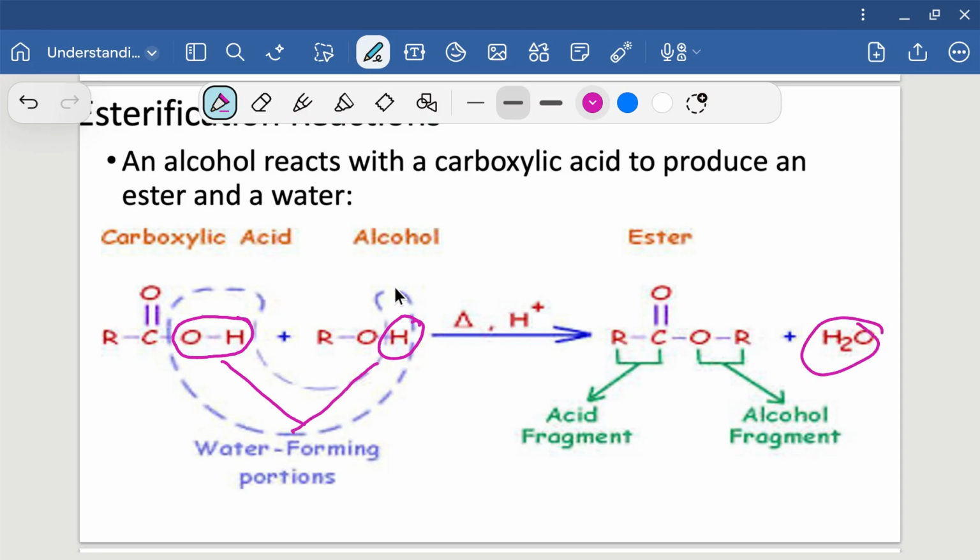And then this carbon now needs something to bond to, and this oxygen will need something to bond to. So they end up bonding to each other. So that's our esterification reaction.